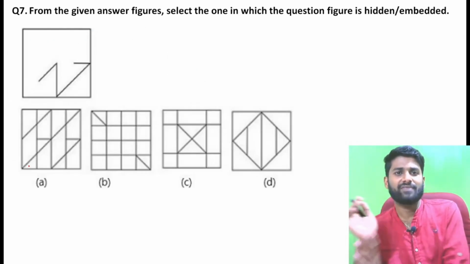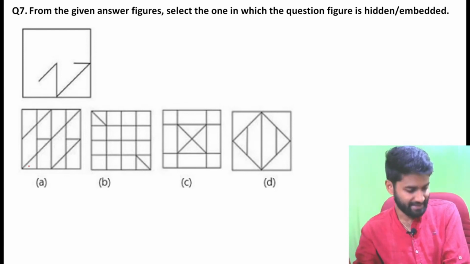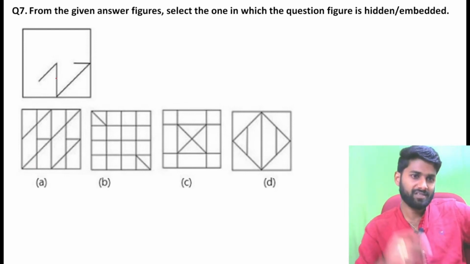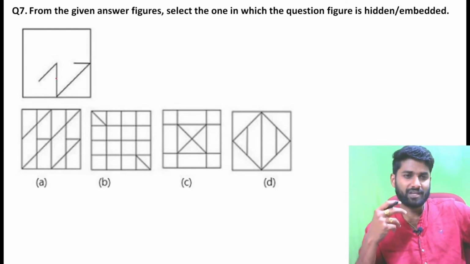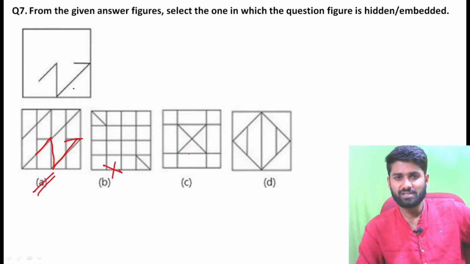Again, from the given answer figures, select one in which the question figure is hidden or embedded. Now, see, we want this shape, guys. Just identify which option can exactly indicate that shape. So we can get the shape directly in the first option, guys. So this is option one. We can get the shape in option A directly. In option B, there is no chance.